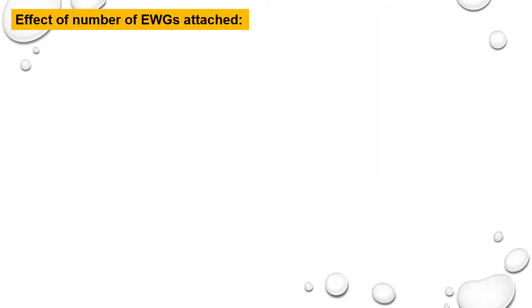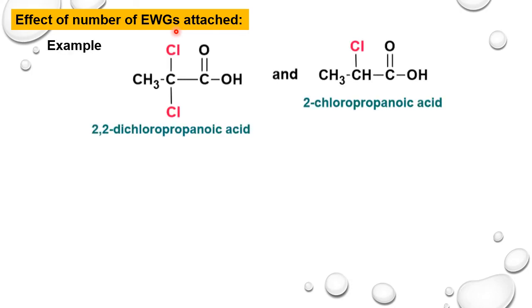Okay, seterusnya adalah effect of number of electron withdrawing group attached. Okay, so example, I have 2,2-dichloropropanoic acid dan 2-chloropropanoic acid. For this one, syarat dia adalah, masih lagi syarat yang pertama, number of carbon is the same. Okay, yang seterusnya, number of carboxyl group is the same.